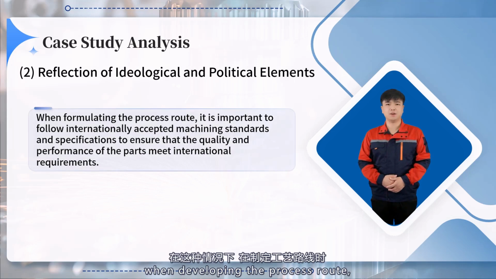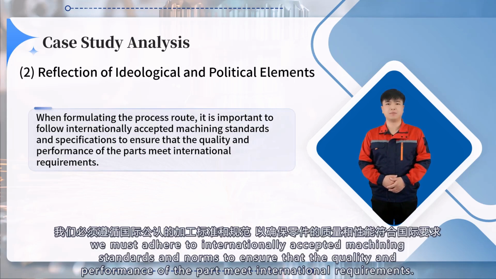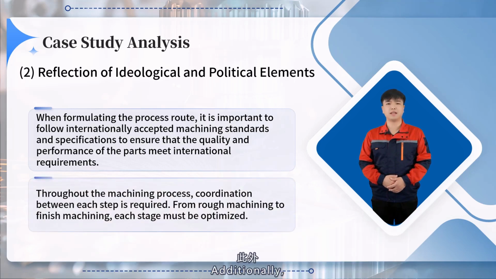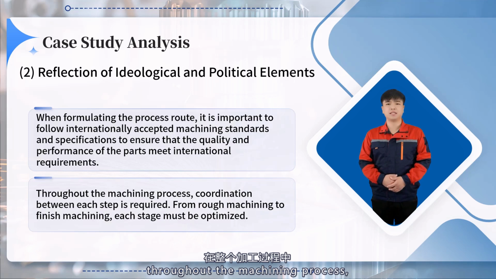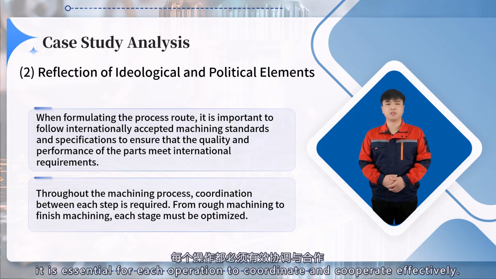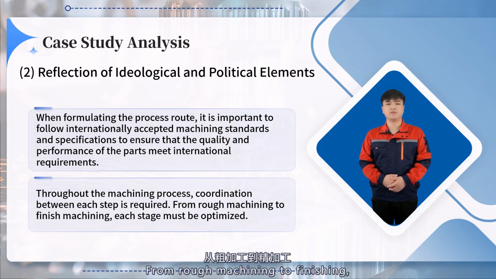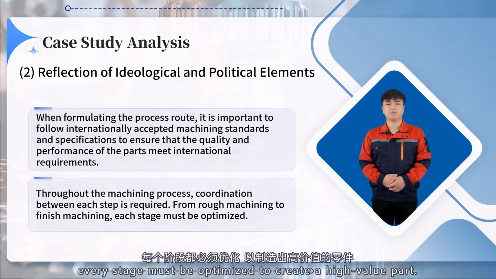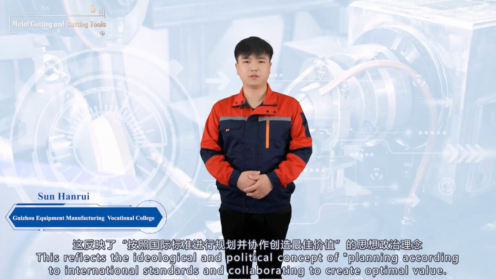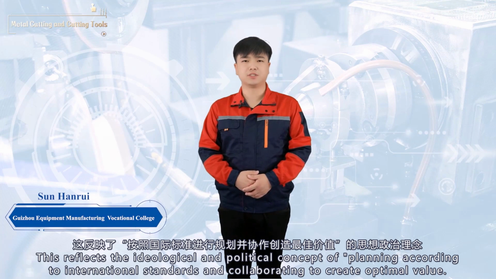B. Integration of ideological and political elements. In this case, when developing the process route, we must adhere to internationally accepted machining standards and norms to ensure that the quality and the performance of the part meet international requirements. Additionally, throughout the machining process, it is essential for each operation to coordinate and cooperate effectively. From rough machining to finishing, every stage must be optimized to create a high-value part. This reflects the ideological and the political concept of planning according to international standards and collaborating to create optimal value.